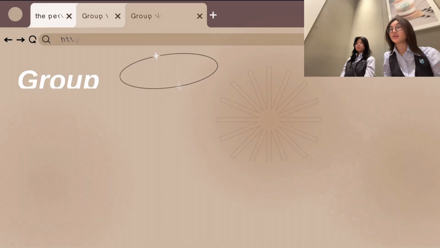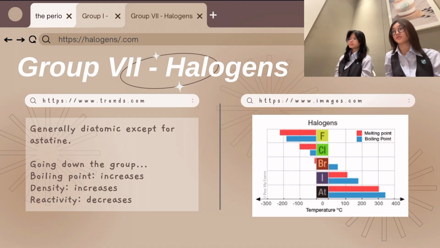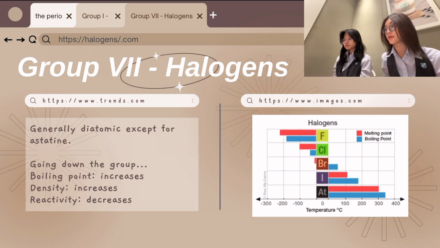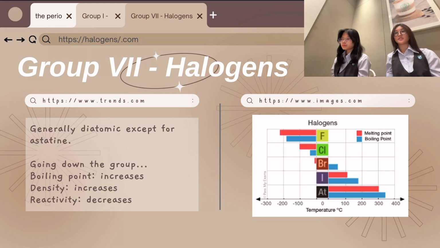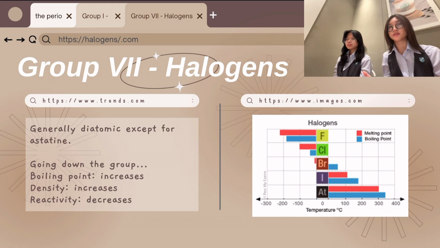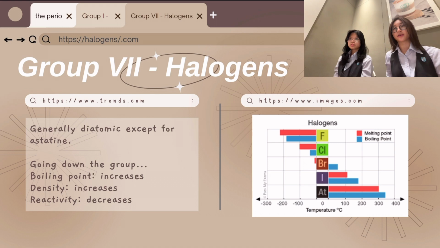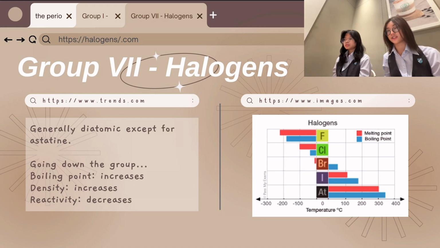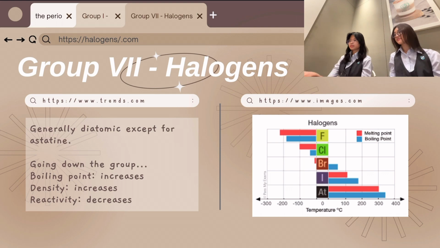Now we'll be skipping on over to group 7, also known as halogens. Group 7 elements are generally diatomic except for astatine. Diatomic means they have 2 atoms, monoatomic means 1. We'll get to those that have a monoatomic form, but group 7 has the diatomic form. Going down the group, opposite to group 1 alkali metals, the boiling point increases and density increases while reactivity decreases.